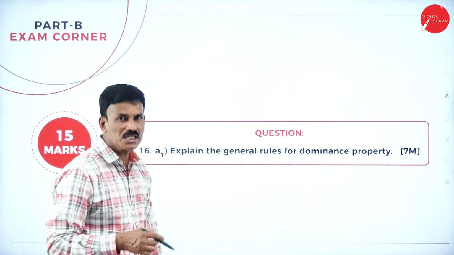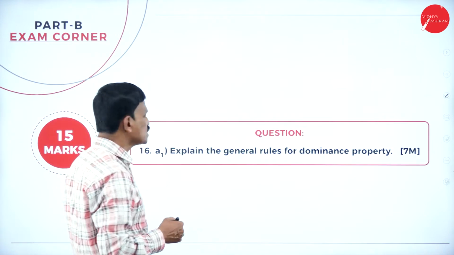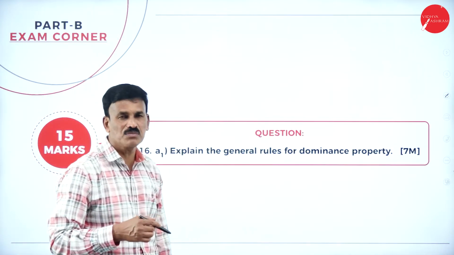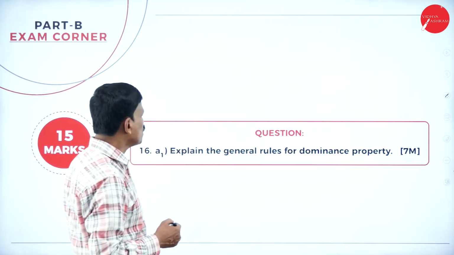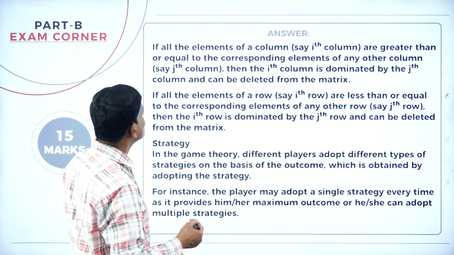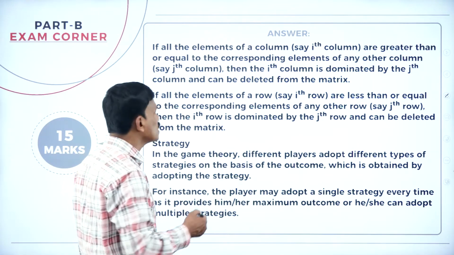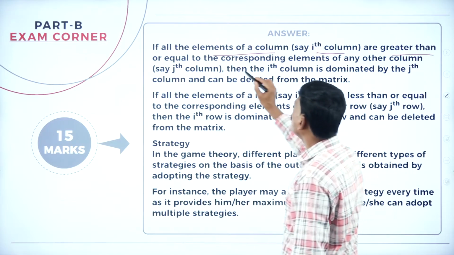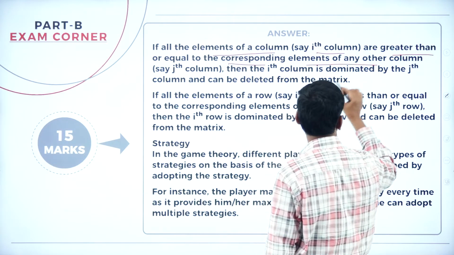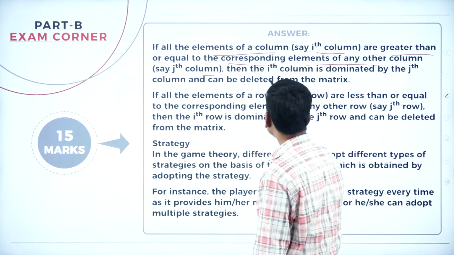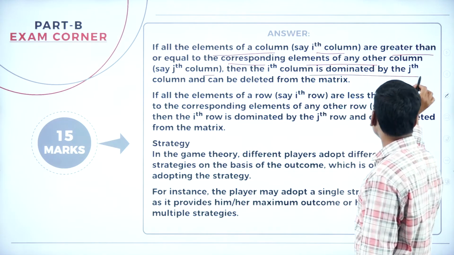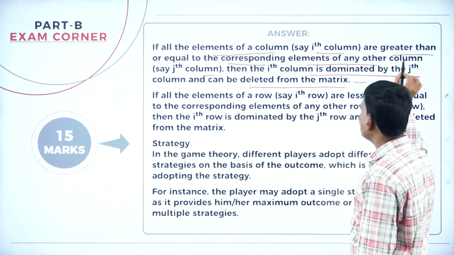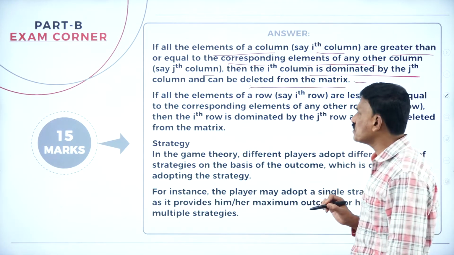Now let us come to the next question. The last question is 16A1. Explain the general rule for dominance property. This is from game theory. So, dominance property. First let us know what dominance is. If all the elements of a column, say the ith column, are greater than or equal to the corresponding elements of another column, say the jth column, then the ith column is dominated by the jth column and can be deleted from the matrix. This is called the first dominance theory.